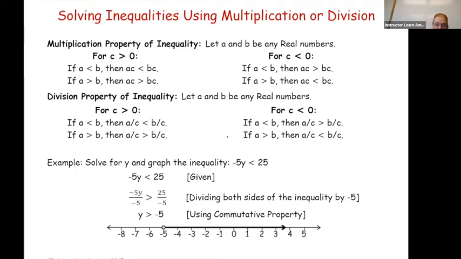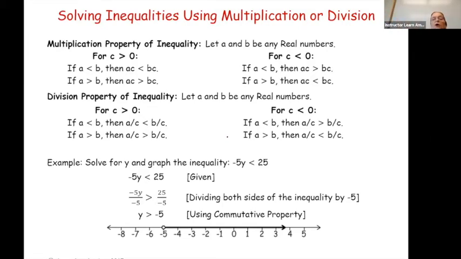Now, things get a little more interesting when solving inequalities using multiplication and division, as well as addition and subtraction. Let's take a look at the following problems, because when we have multipliers, then depending on what multiplies the inequality, it may change the order of the inequality.